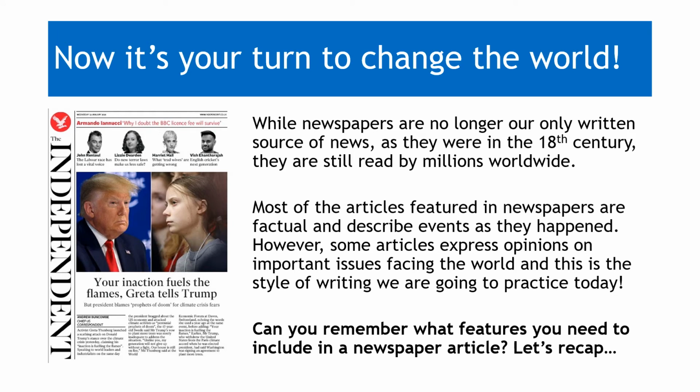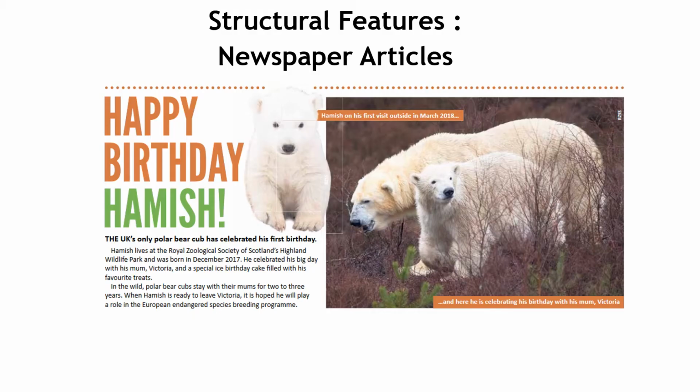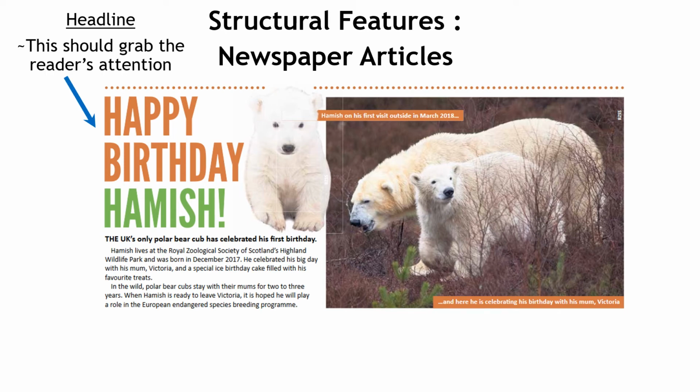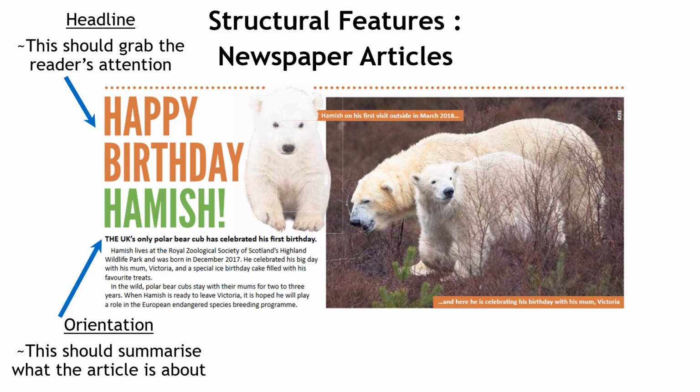Can you remember what features you need to include in a newspaper article? Pause the video to see if you can name some of them. Okay, let's recap. First, let's look at the structural features, so how you'll want to lay out your article. You should start with a headline that should grab the reader's attention. Next, you'll want an orientation, which should summarize what the article is about and is normally just one sentence.